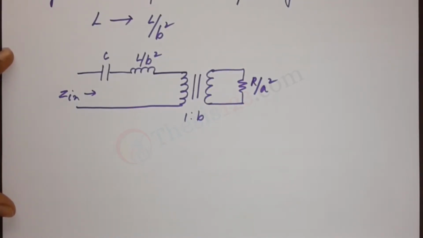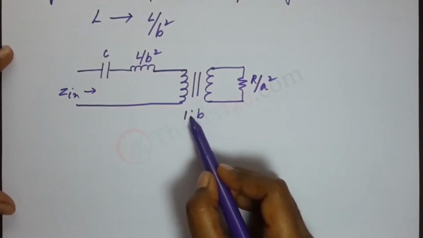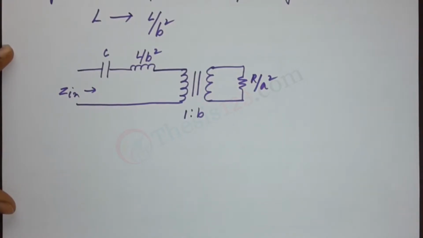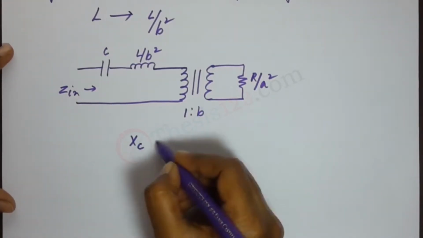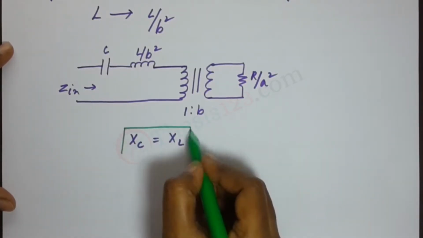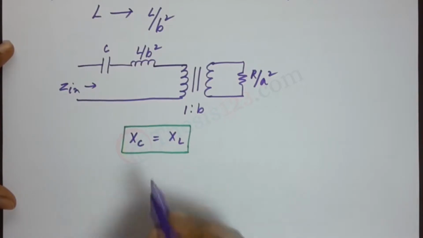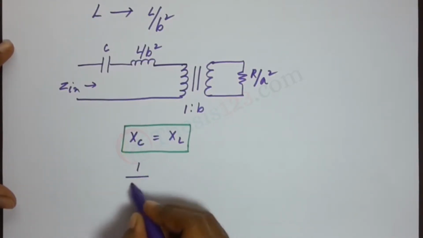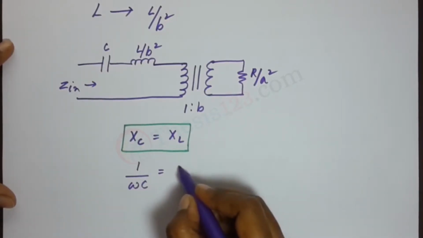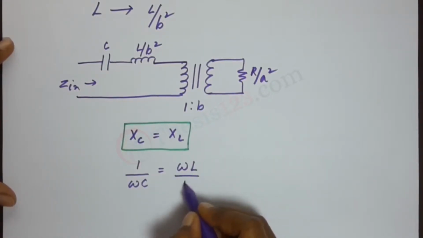Okay, so now we have to figure out what the value of A is and what the value of B is. Let's start with B, since here we have the ratio of 1:B. Now, what is the rule for reactances in an equivalent circuit? You should know that XC must be equal to XL. This is an important relation. When we are calculating in terms of an equivalent circuit, the capacitive reactance must be equal to the inductive reactance. So, what's XC? 1 divided by omega C. And XL is, in this case, omega L by B square.